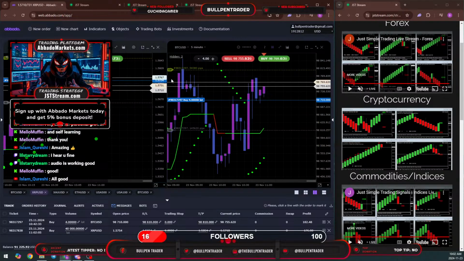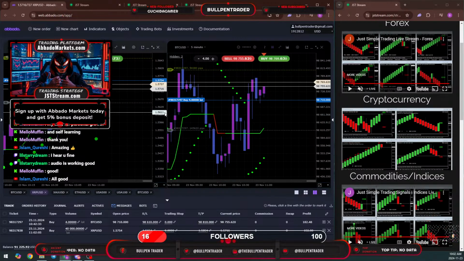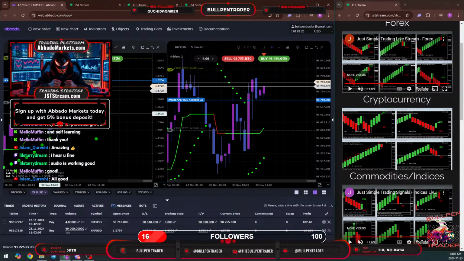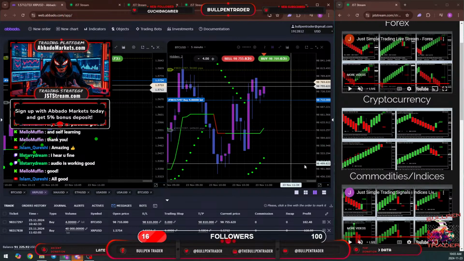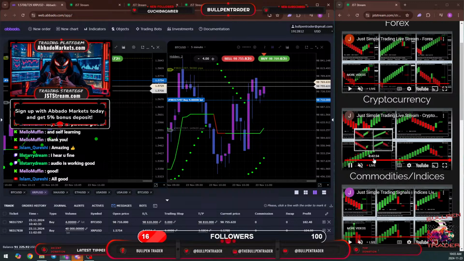Also, another cool thing that you guys can do is you can do this on Abbado, where you can have two charts open at the same time. And yeah, I think that's pretty cool as well. So we can be looking at both at the same time and see what's going on.